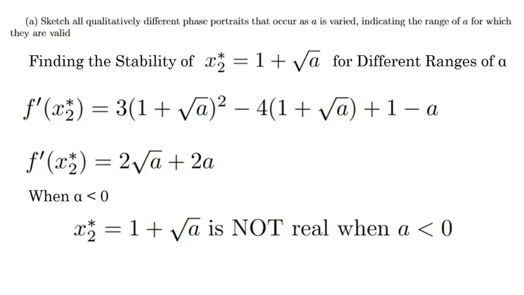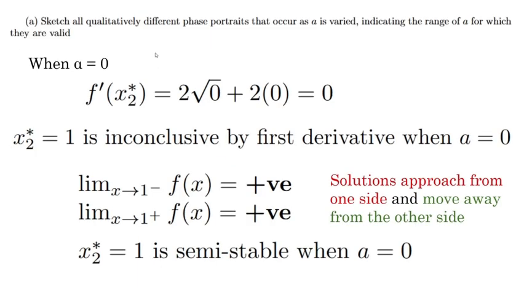So now we're going to look at when x is equal to 1 plus root a. Subbing x2 into the derivative, we get 2 root a plus 2a. So now we will examine this x for different ranges of a. When a is less than 0, there are no real solutions. When a is equal to 0, we get 2 times root 0 plus 2 times 0, which is equal to 0.